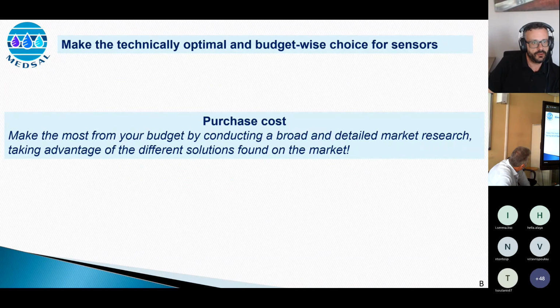So let's see now the purchase cost. Make the most from your budget by conducting a broad and detailed market research and take advantage of the different solutions found on the market. This is very, very critical. You have to get all the alternatives. There are several alternatives out there, and don't rely only on what the sellers give you. Do your own research. This will save money, finally.